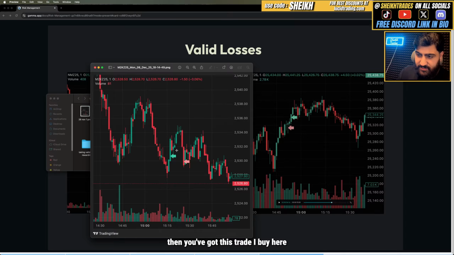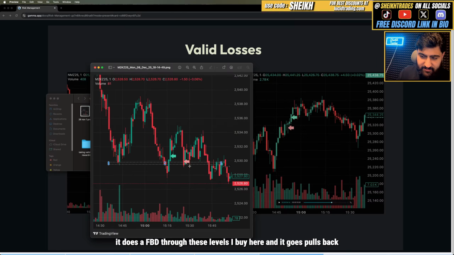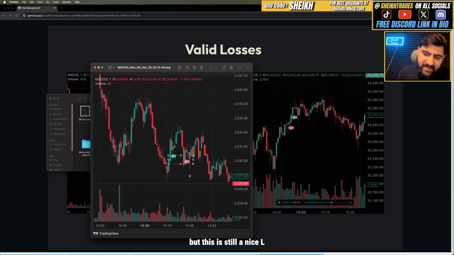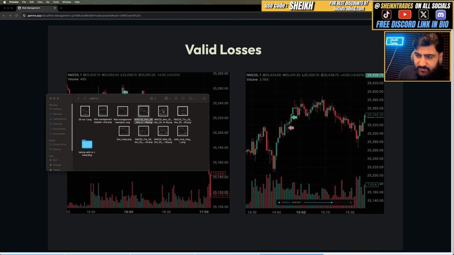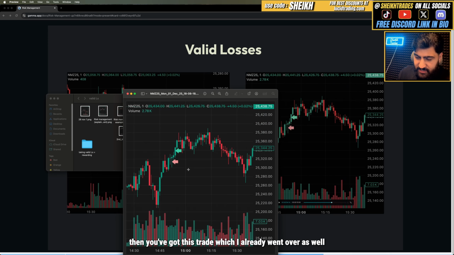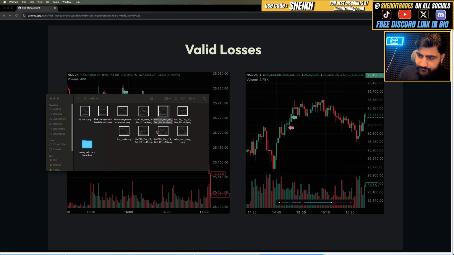Then you've got this trade. I buy here. It does AFBD through these levels. I buy here, and it pulls back. I don't go out break even yet. And as it made this new leg, I put my stop loss around here, around break even. And as you can see, unfortunately, it pumped down so hard that it took me out for a slippage, which sucks, but this is still a nice L. I ate that L and I'm happy with it. Should have been a break-even trade, but still nothing major. Let's put it that way. Literally nothing major. Then you've got this trade, which I already went over as well.